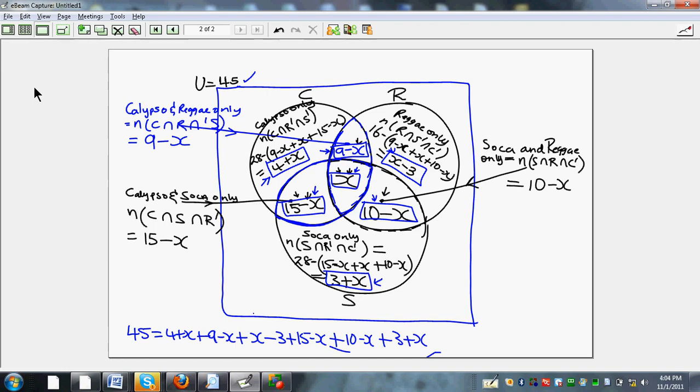So 45 will be equal to all of that added up. Okay? And then when you work this out, let's see what happens. If you add up all the numbers, the 4, the 9, the minus 3, the 15, the 10, and the 3, that will work out to be 38.